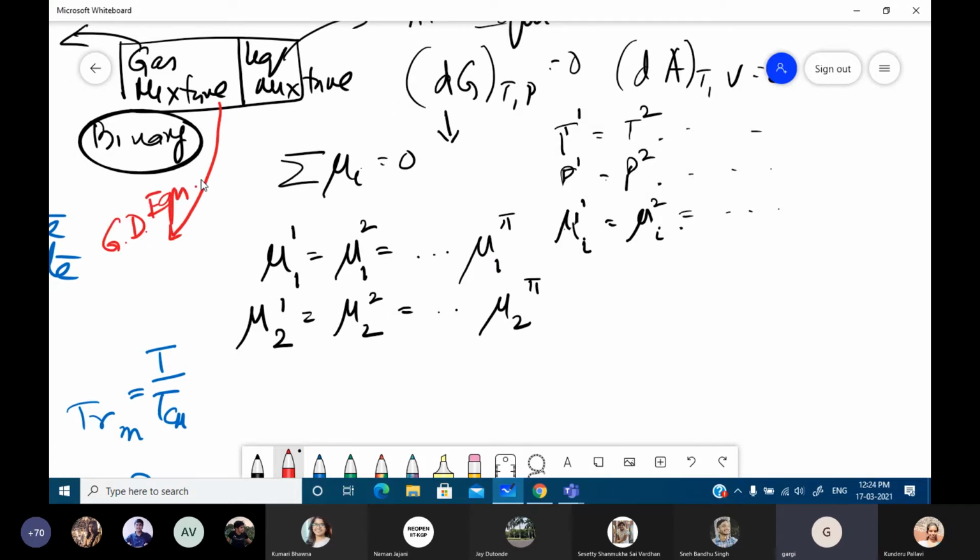Remember certain things. The Gibbs phase rule is applicable for the entire system in equilibrium. Among that particular system, there can be pi number of phases. For each particular phase comprising of one or more than one components, there is a Gibbs-Duhem equation. So for this particular system, a Gibbs-Duhem equation is there for the gaseous phase. A Gibbs-Duhem equation is applicable for the liquid phase. Am I correct? Is this clear to you?